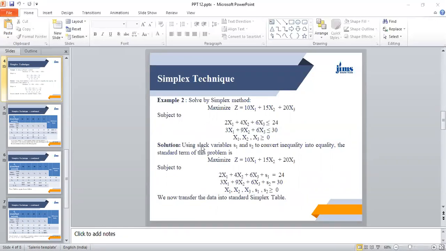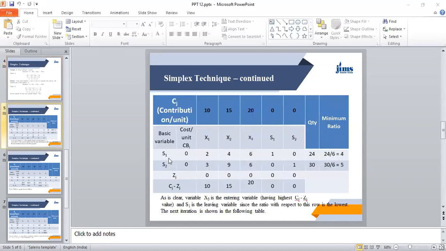So to start with, we consider that we only produce S1 and S2. So there is no production of X1, X2, X3. So S1 will be produced in 24 quantity and S2 will be produced in 30 quantity. So this is our starting solution. So basic variable means the starting solution we consider S1 and S2. Their contribution is 0 and 0, and their quantity is 24 and 30. Am I clear?